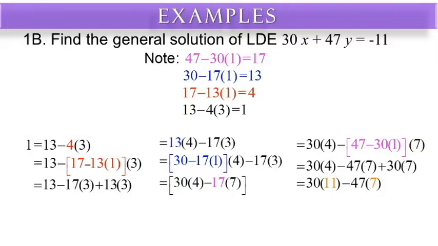Then lastly, from our general solution, we have 30x plus 47y is equal to negative 11. Therefore, 30 times 11 minus 47 times 7. And we'll have x sub 0 is equal to 11 and y sub 0 is equal to negative 7.